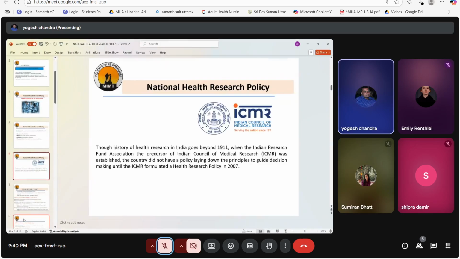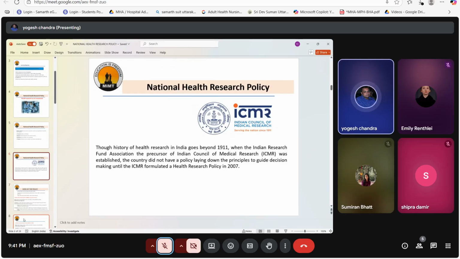And if we talk about a little bit of history, or see the background of this national health research policy, way back in 1911, the Indian Research Fund Association, the precursor of the Indian Council of Medical Research, nowadays known as the ICMR, was established. But as I told you, there was not a clear-cut policy laying down the principles to guide decisions until ICMR specifically formulated a health research policy in 2007.